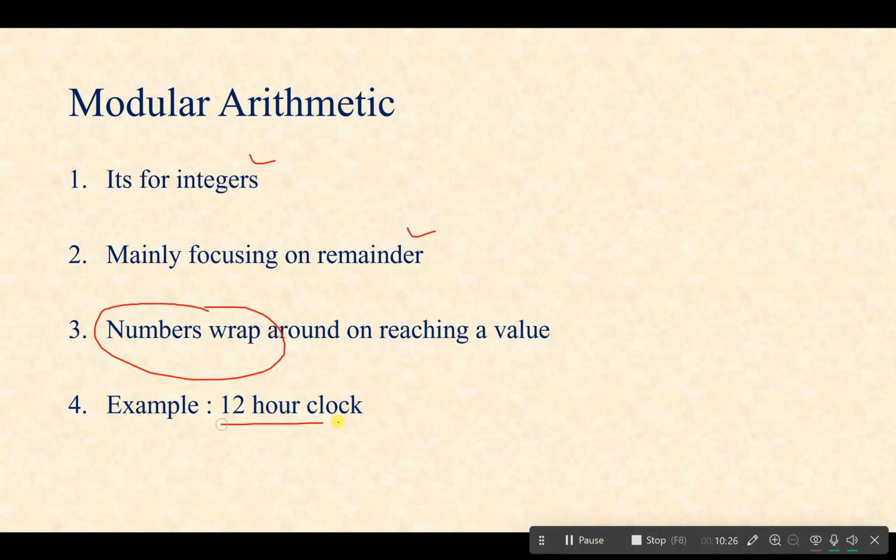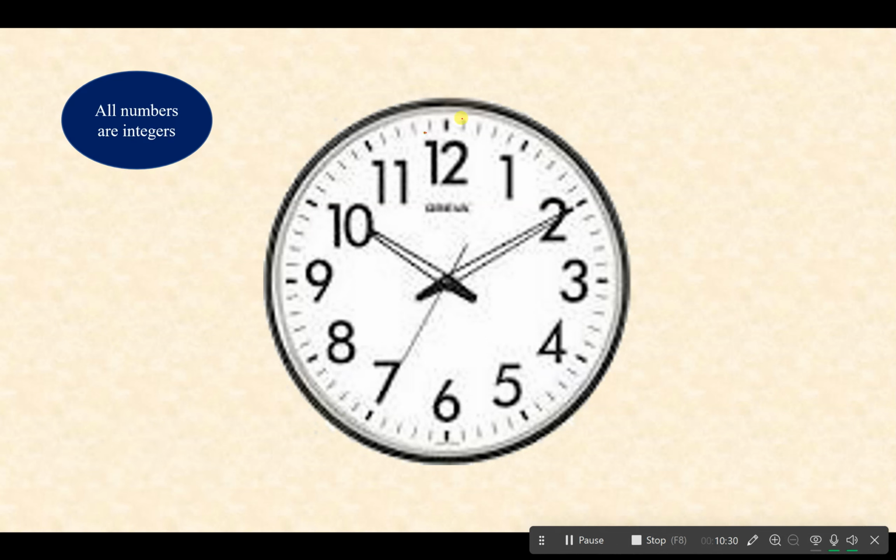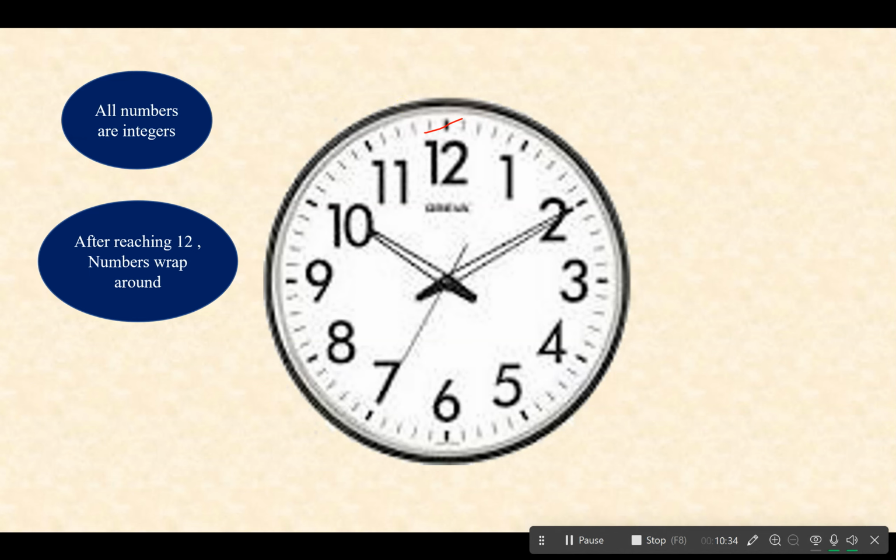See, for example, if you take the example of a 12-hour clock, all the numbers are integers here. See here, 1, 2, all the way till 12, all are integers. See, after reaching 12, there is no 13 here. We come back to 1, isn't it? So after reaching 12, we come back to 1. That's why we say numbers wrap around.